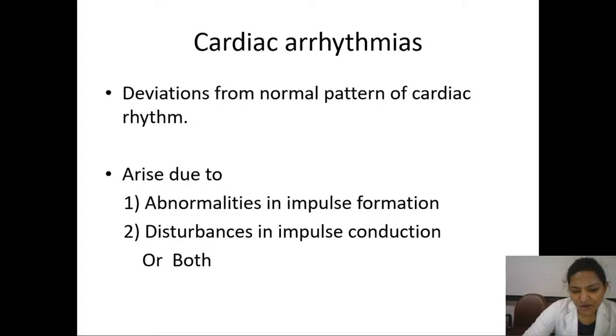Now, what are the causes of cardiac arrhythmia? They can be divided under two broad categories. They can be due to problems in impulse formation or due to problems in impulse conduction, or they can occur as a result of a combination of both of these, right?